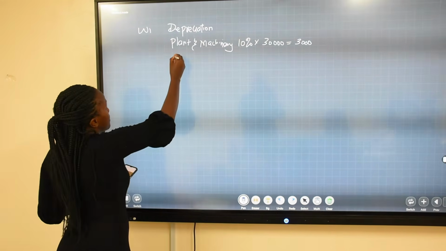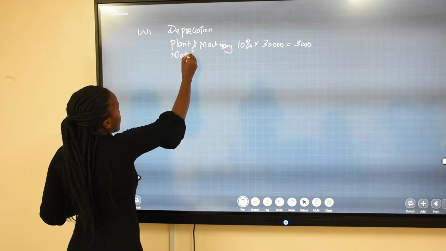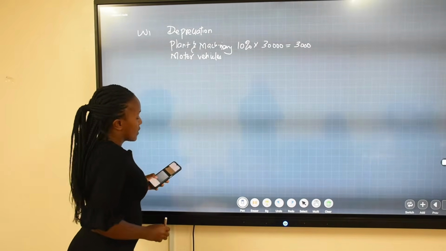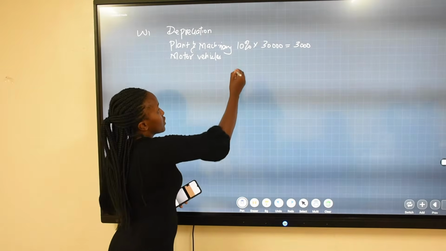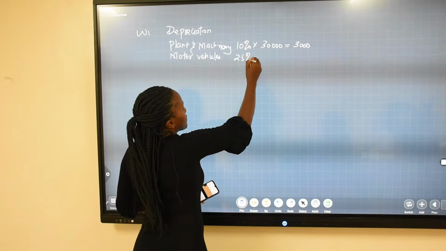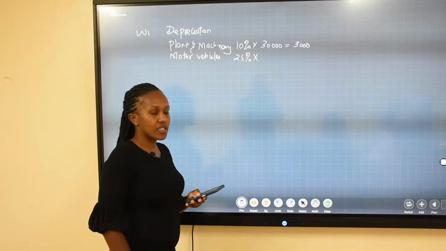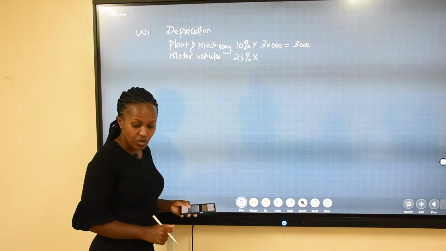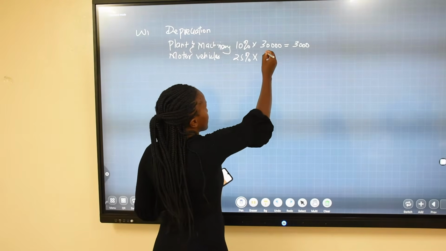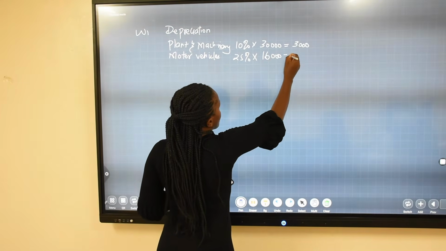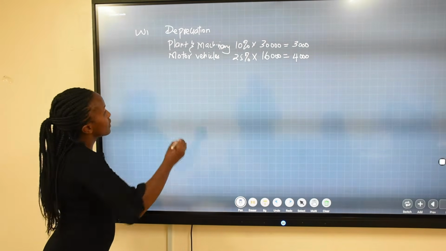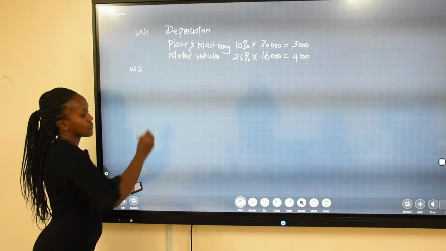Then we have motor vehicles. The depreciation is to be provided at 25% per annum, and because you are providing on straight line method, you are going to multiply with the cost. The cost of the motor vehicle is 16,000. Again, this is going to give us 4,000. That is our working number 1. We can go to working number 2.